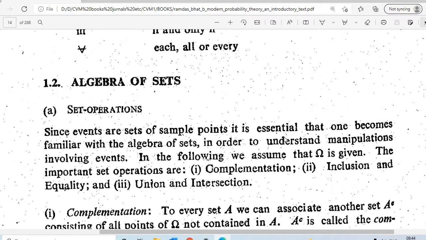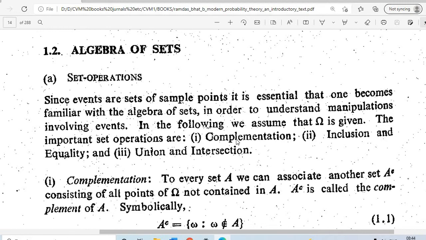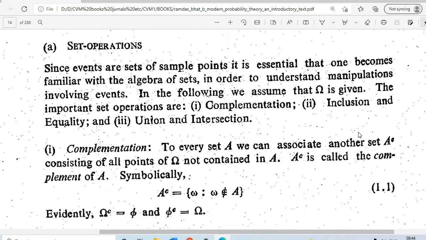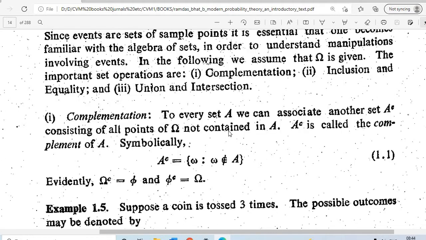Now we consider, so you have seen some sets here. So you will consider some set of operations as a basic requirement for the probability theory. So what are the basic set of operations? You know, first one is complementation, second one is union or inclusion and equality, third one is union and intersection. So what is complementation? What is meant by complementation?